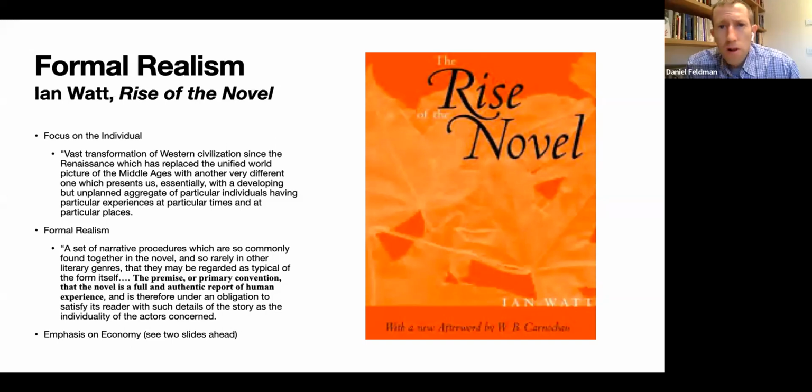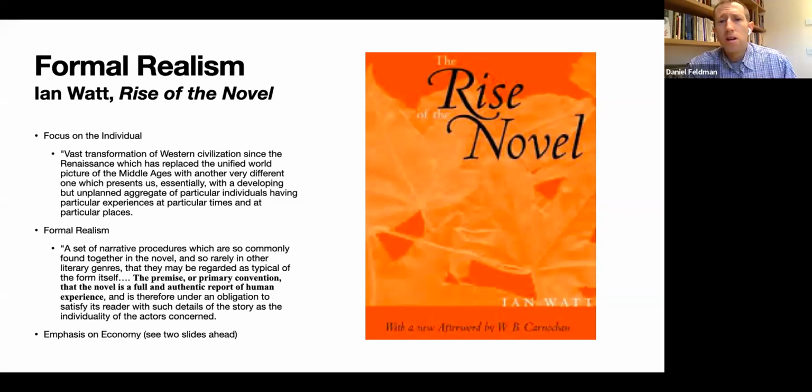There are several hallmarks that Ian Watt talks about in this still influential work. Watt talks about the focus on the individual, something that I just mentioned again. Here's a quotation from Watt's work: "Vast transformation of Western civilization since the Renaissance, which has replaced the unified world picture of the Middle Ages with another very different one, which presents us essentially with a developing but unplanned aggregate of particular individuals having particular experiences at particular times in particular places."